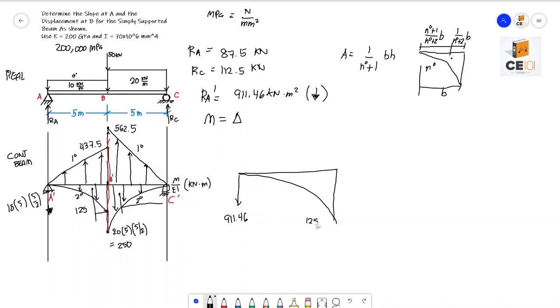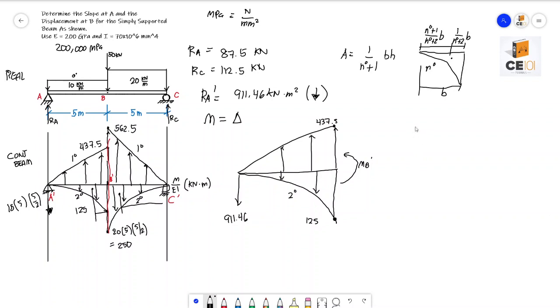Tapos 125. So by the way, ito pala yung pinili ko, yung left side, kasi meron na tayong reaction. So pag pinili natin yung right side, wala pa tayong reaction. So para mas madali, ito na lang, left side. So ito is yung pababa na 2 degree. Then ito is yung linear na 1 degree natin pataas, na merong magnitude na 437.5. Tapos dito natin makukuha yung moment at B'. So ito na yung magiging sagot natin once na makuha natin.